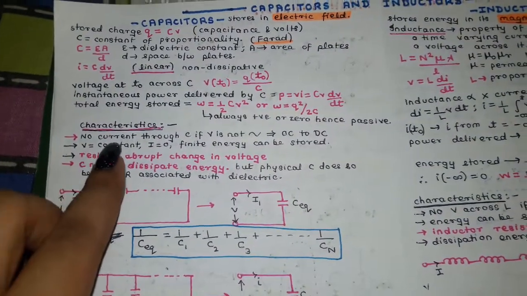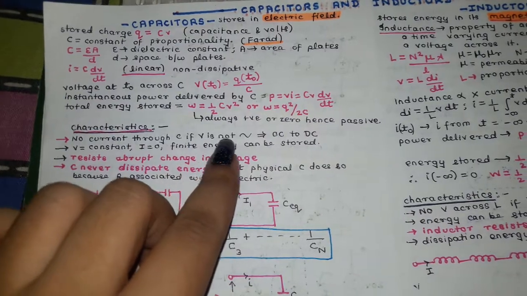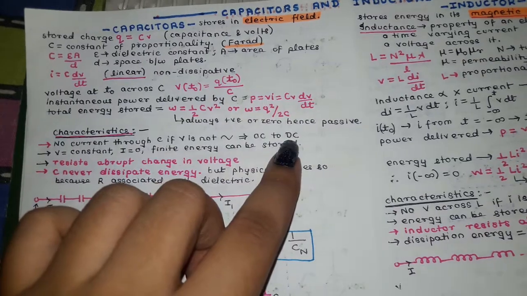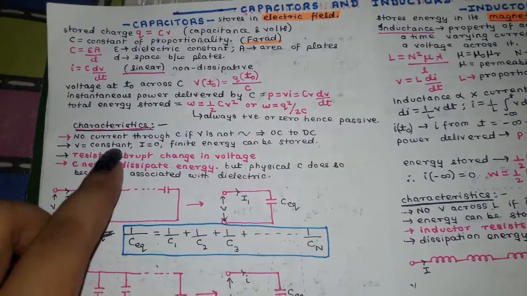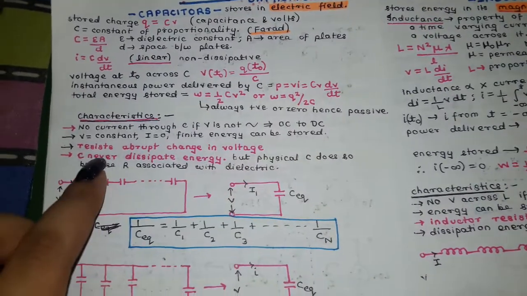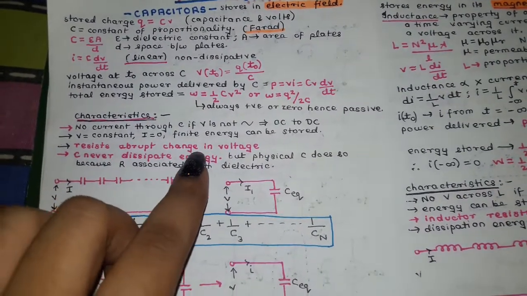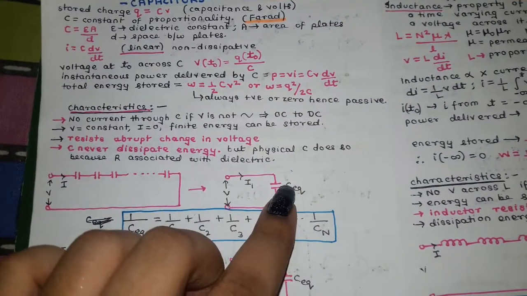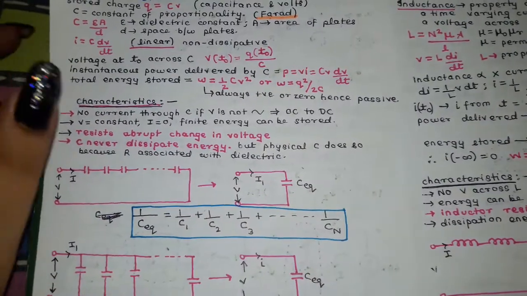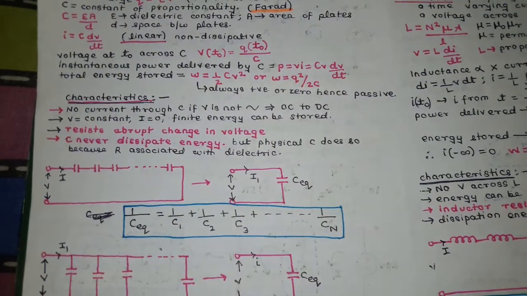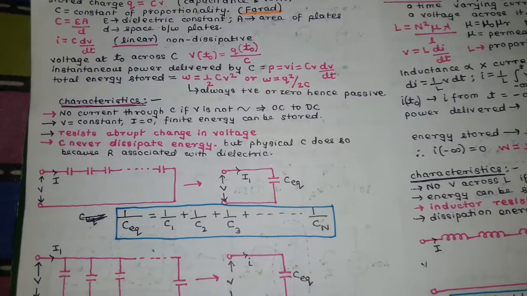Characteristics: no current through a capacitor if voltage is not alternating, so it acts as an open circuit to DC. When the voltage is constant and current is zero, it can still store some finite energy. It resists abrupt change in voltage and never dissipates energy, but a physical capacitor does dissipate some energy, because we have a dielectric medium in the middle, which has some resistance that leads to some energy dissipation.